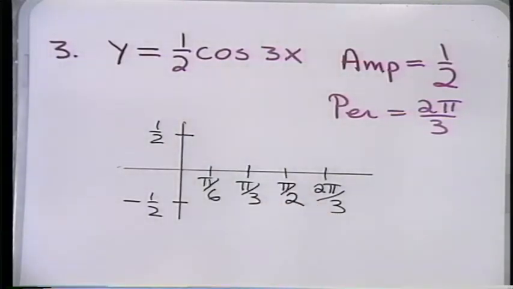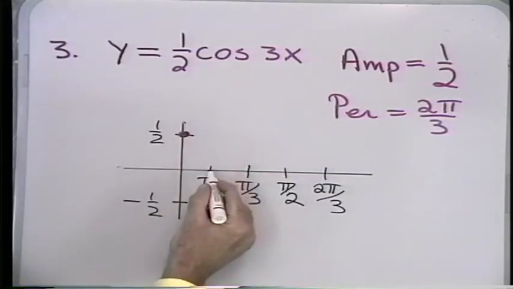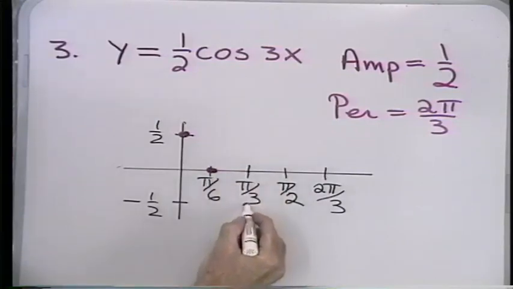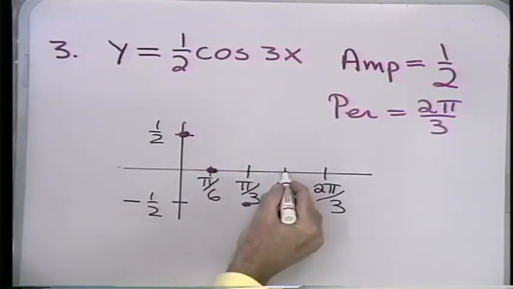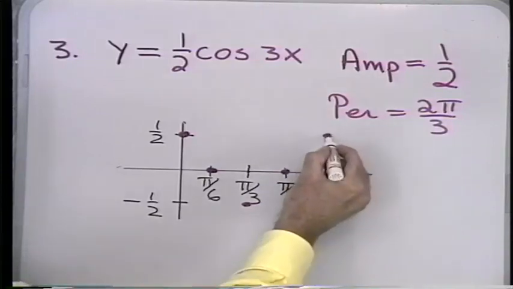Now it's a cosine curve this time, so it starts up at 1/2. A quarter of the way through the cycle, it's down to 0. Halfway through the cycle, it goes down to -1/2. 3/4 of the way back up to 0, and at the end of the cycle, it's back up to 1/2.